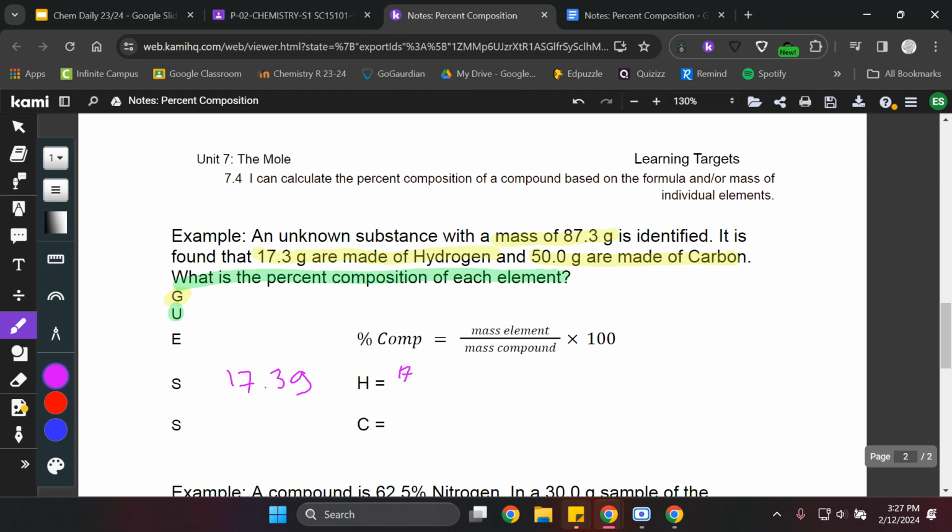So for 17.3 grams of hydrogen, we know the mass of our whole compound is 87.3 grams. Then we multiply that by 100 because that is what gives us a percent. So 17.3 divided by 87.3 times 100 gives us a percent composition of 19.8%.